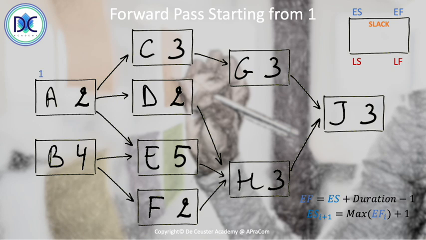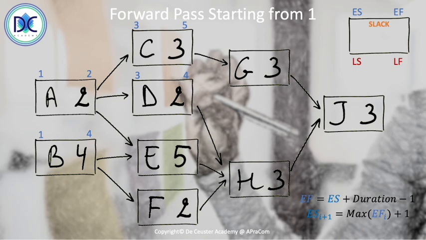so 1 plus 2 minus 1 is 2. So for C and D, we can find the early start. For C, this is 3. So the early finish for C is 3 plus 3 minus 1 is 5. The early start for D is 3. And 3 plus 2 minus 1 is 4. The same like before, in order to find the early start of E, we have to find the early finish of B first. So for B, we also start at 1. 1 plus 4 minus 1 is 4.